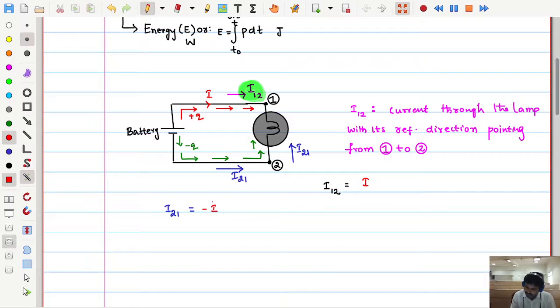So like this, one can say that if I amperes is flowing in the clockwise direction, it is equivalent to saying that minus I amperes is flowing in the anti-clockwise direction. Let me write that point. I amperes in the clockwise direction is equivalent to minus I amperes in the anti-clockwise direction.